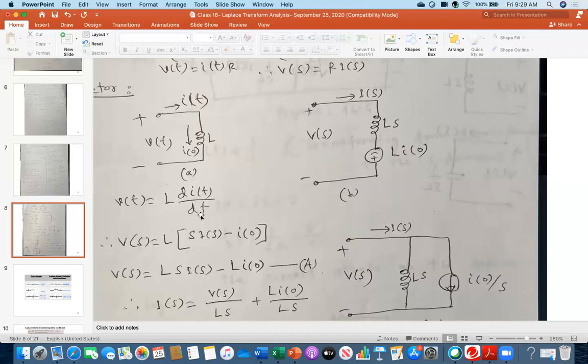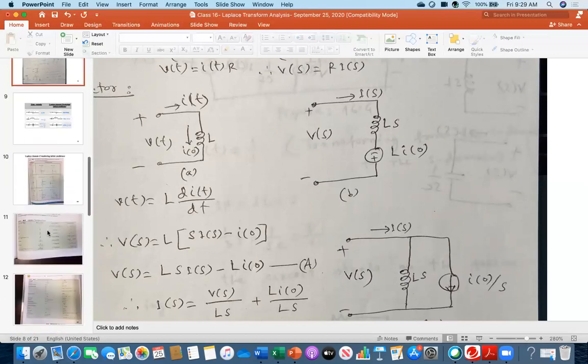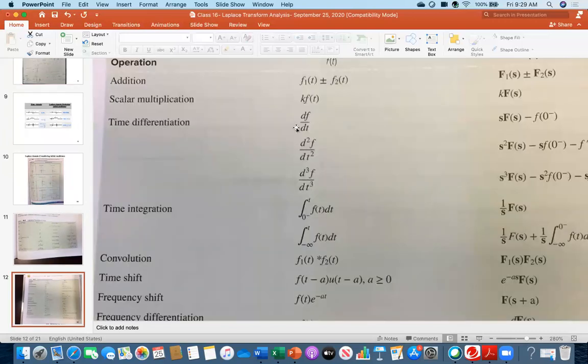So what is the Laplace of di/dt? I was showing you this one: df/dt, what is its Laplace? It is s times F(s) minus f(0-). So s multiplied by F(s) and then minus f(0-). Exactly, I am applying this here.